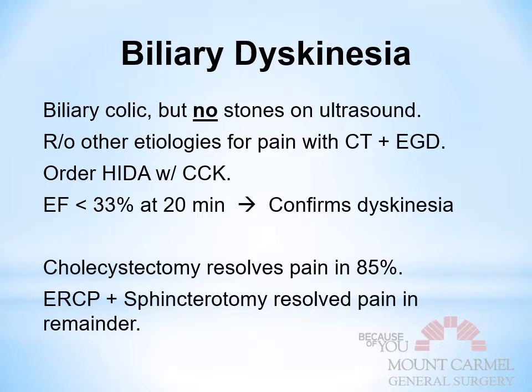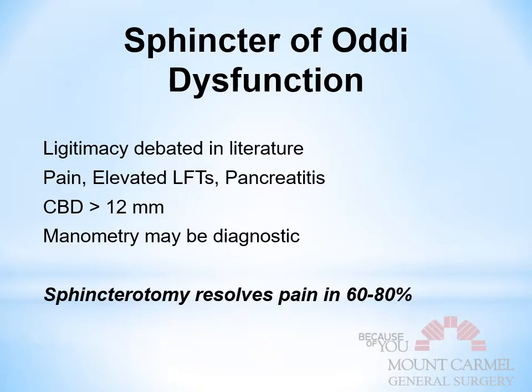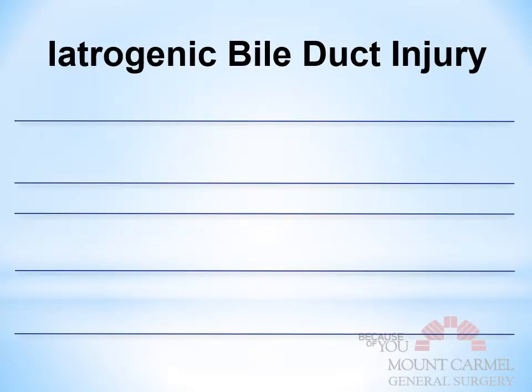And then if it doesn't, you do an ERCP and a sphincterotomy, and that will resolve the pain in the remainder of the patients. Now, sphincter of Oddi dysfunction, there's some question about whether this is a real deal or not, but essentially we hear a lot about it in the context of narcotics contracting that sphincter of Oddi, causing pain, elevated LFTs, and pancreatitis, common bile duct greater than 12 millimeters. So if you find a common bile duct greater than 12 millimeters and elevated LFTs and such, and you still see no stone, you still have a high index of suspicion that this may be a sphincter of Oddi dysfunction instead. Sphincterotomy results in pain relief in a majority of patients.